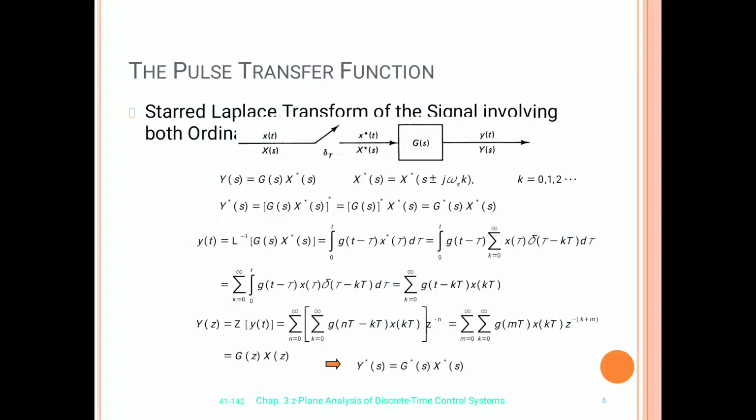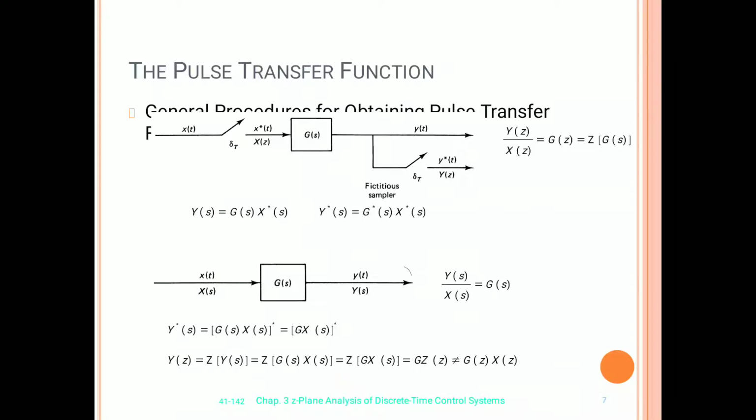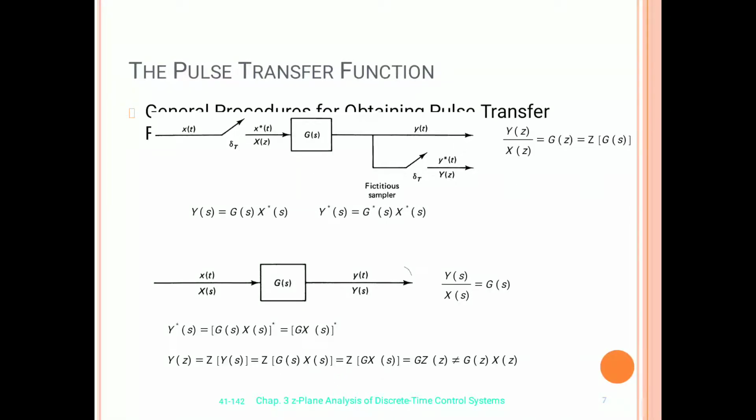The starred Laplace transform signal involves both the ordinary and the special cases. The aim here is to get the Z transform of the output to the Z transform of the input. So the Y of z upon X of z is what we require. For that purpose, various basic mathematical operations can be performed to get Y of z upon X of z, which is nothing but our pulse transfer function.